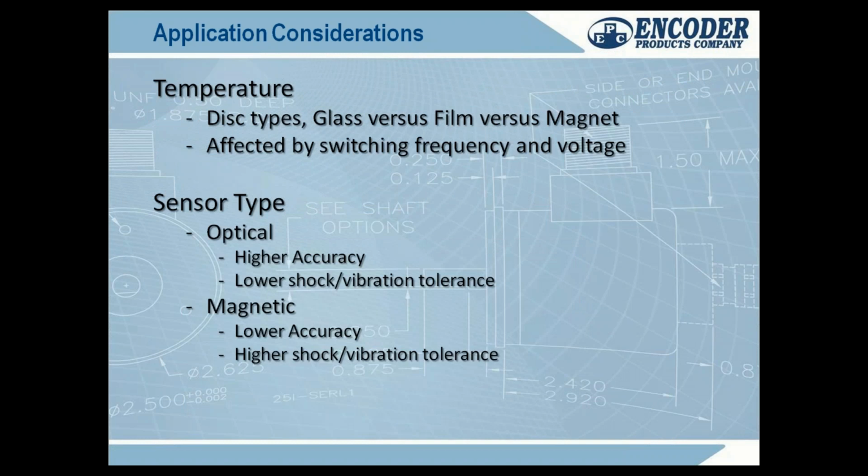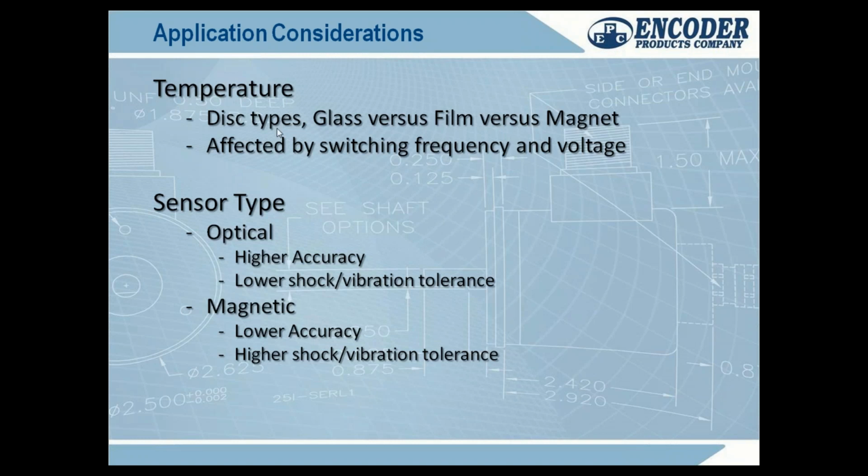Temperature, the type of disc that you use, whether it be film, glass, or magnetic, affects temperature. Film discs are great. They never break. In a high vibration environment, ask for a film disc. Then you don't have to worry about a glass disc cracking. Downside to a film disc, they melt. They melt at low temperatures. They're unbreakable until they get hot. So pay attention to the disc type.